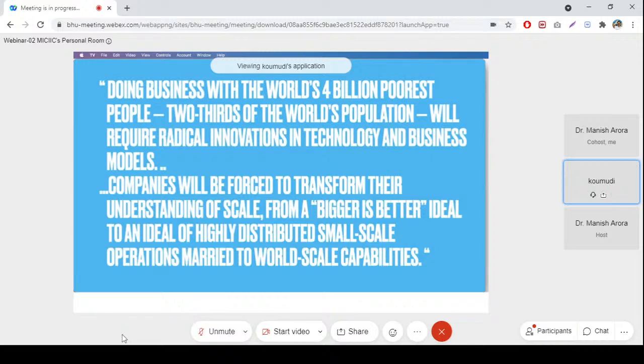To sum up the view of Prahlad and Hart, doing business with the world's 4 billion poorest people, 2/3 of the world's population, will require radical innovations in technology and business models. Companies will be forced to transform their understanding of scale from a bigger-is-better ideal to an ideal of highly distributed, small-scale operations married to world-scale capabilities.